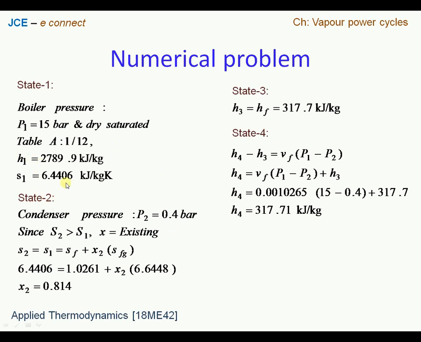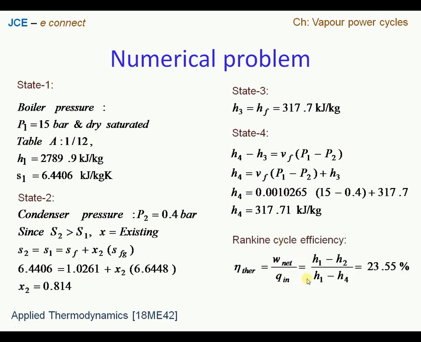We have H1 and we know H2, we know H4. So now we are going to plug in all these enthalpy values into the Rankine cycle efficiency relation, and we are going to get thermal efficiency as 23.55%. So this is about the Rankine cycle efficiency. Now when we compare Rankine cycle efficiency with the Carnot cycle efficiency in the present problem, we see that Rankine cycle efficiency is lesser compared to that of Carnot cycle efficiency.